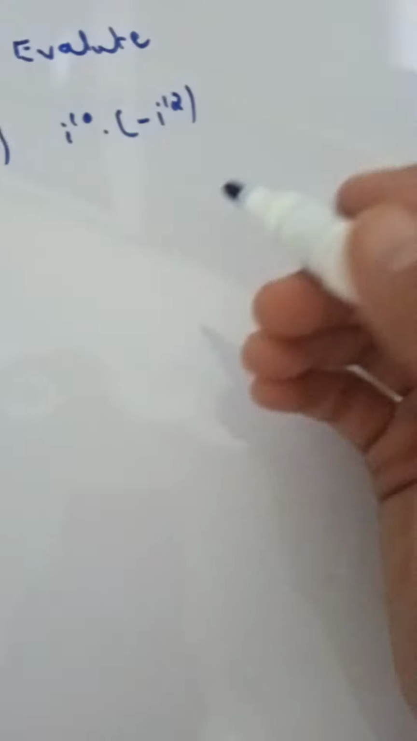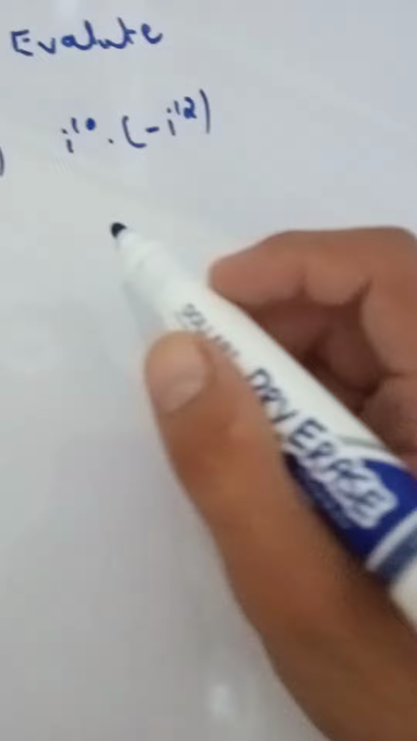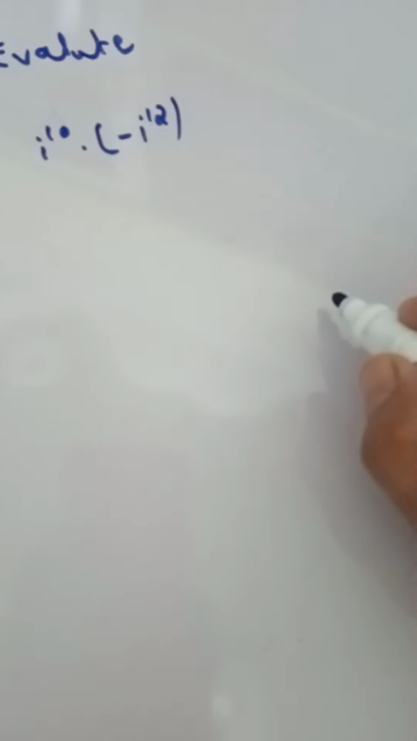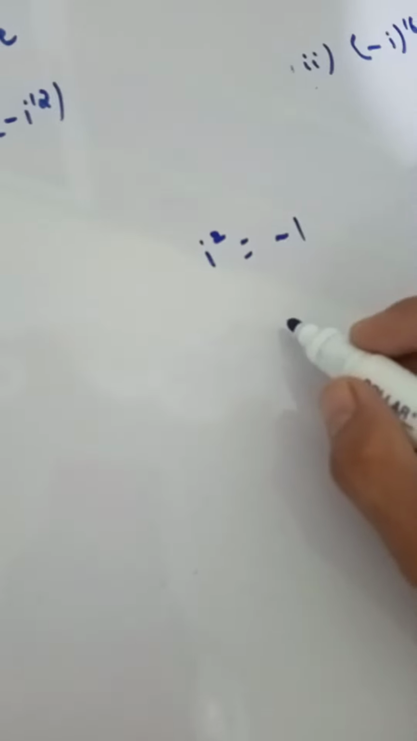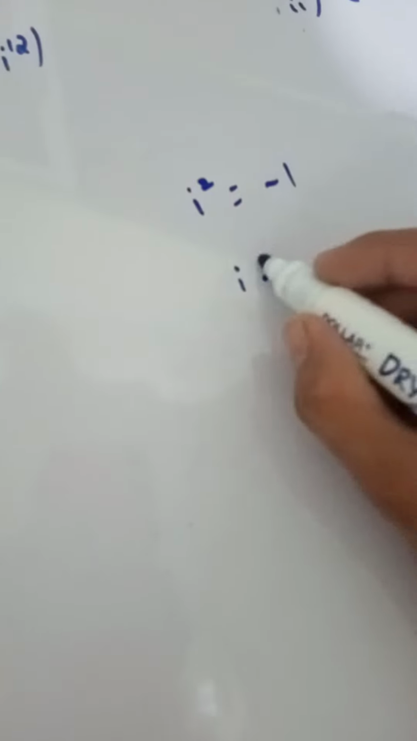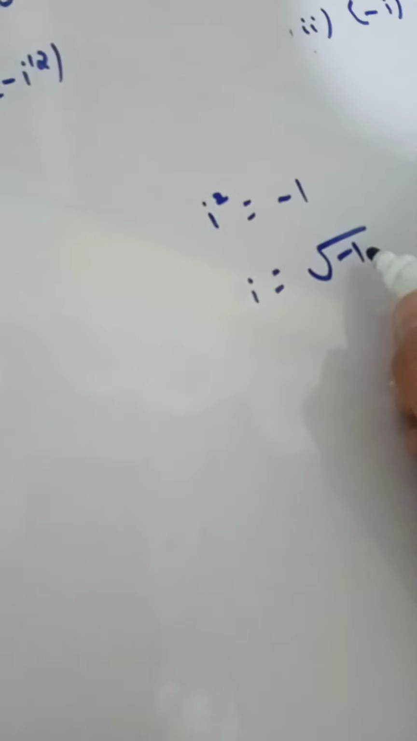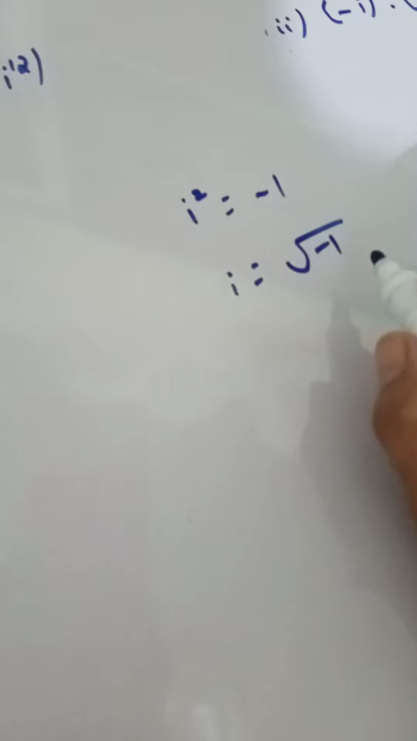Today I'll be doing math exercise number 1.1, question number 1. We'll be solving these questions. Basically, we need to know the value of iota square. Iota square is equal to minus 1. Why? Because the value of iota is equal to radical minus 1. Okay, we know this.